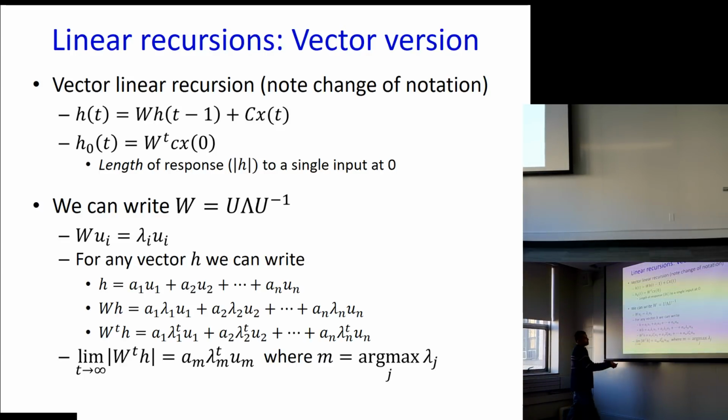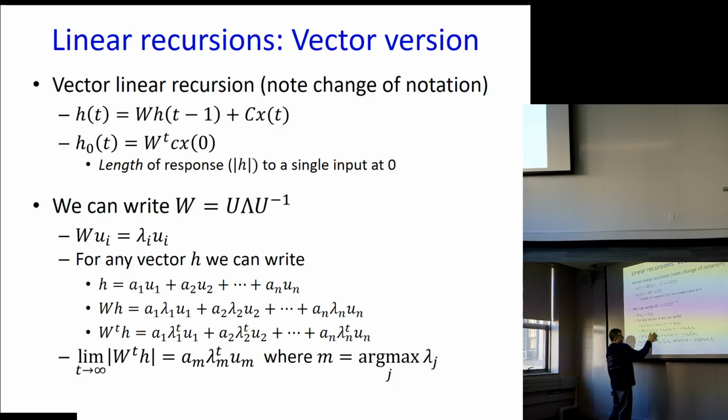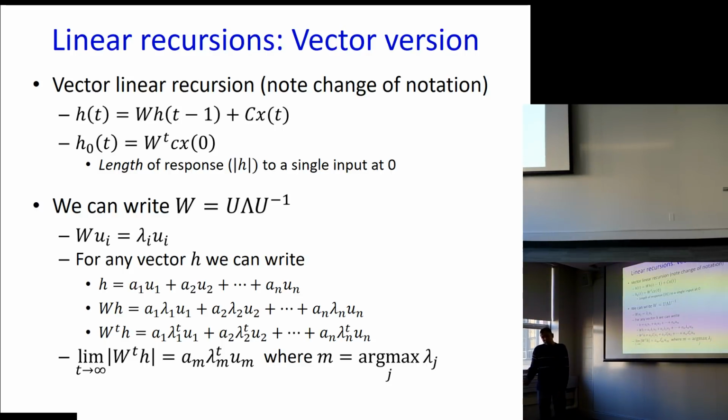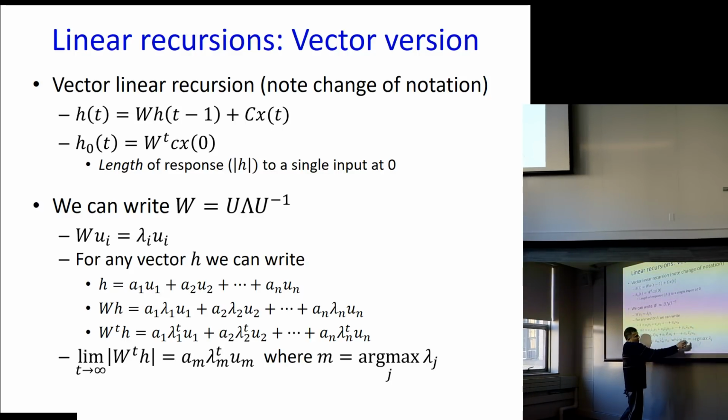If I multiply this by w, what happens? This is going to be a1 times lambda 1 times w times u1 plus a2 times lambda 2 times w times u2 and so on. But again, w times u is simply lambda u. So that would become a1 times lambda 1 squared times u1 and so on. So in general, if I multiply this by w raised to t, this is simply going to be a1 times lambda 1 raised to t times u1 plus a2 times lambda 2 raised to t times u2 all the way to the nth eigenvector.